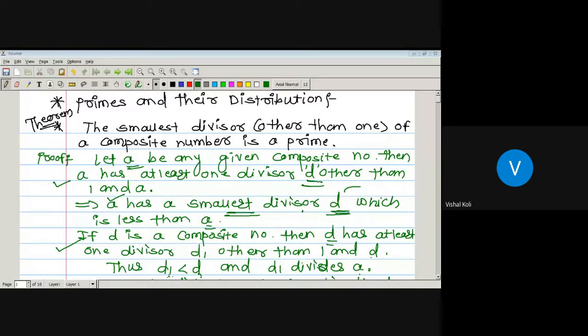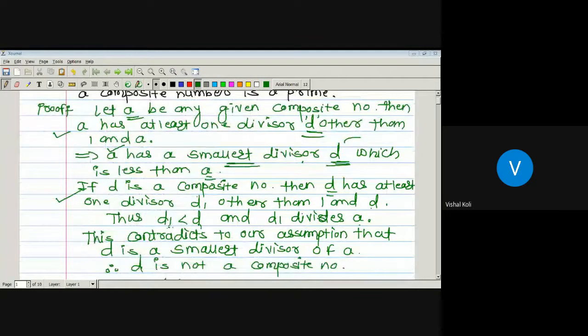But here we have assumed that D is a composite number. Whenever D is a composite number, then again by the definition of a composite number, there exists another divisor D1 of D which is other than 1 and D, and that D1 must be less than D, and D1 also divides A. So here we get another divisor D1 of A which is less than D.